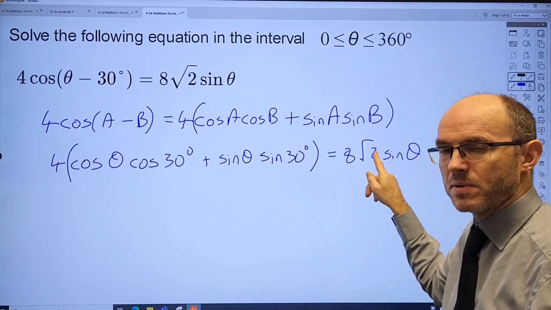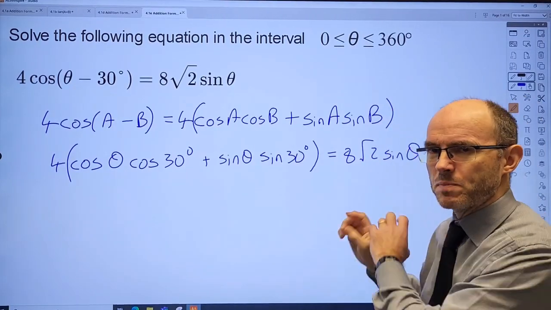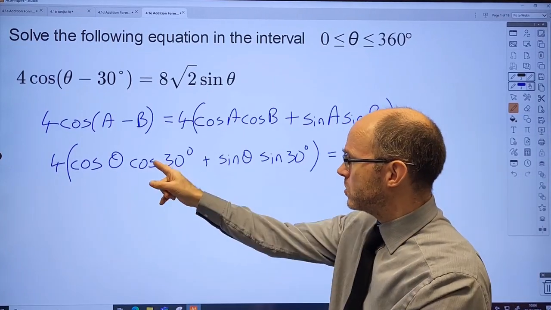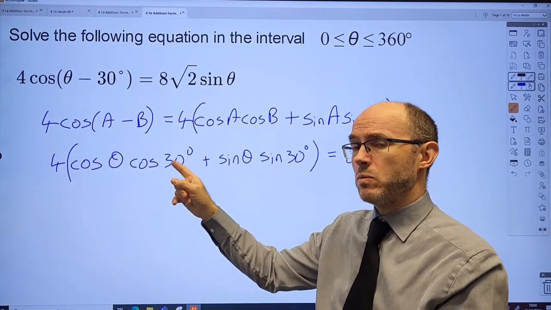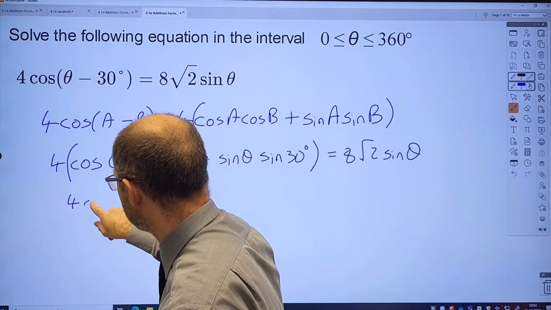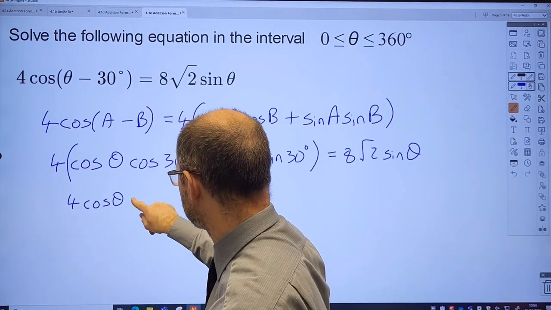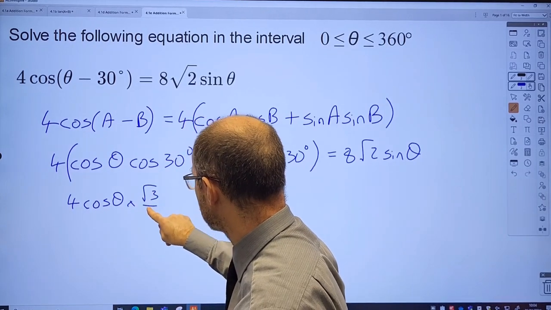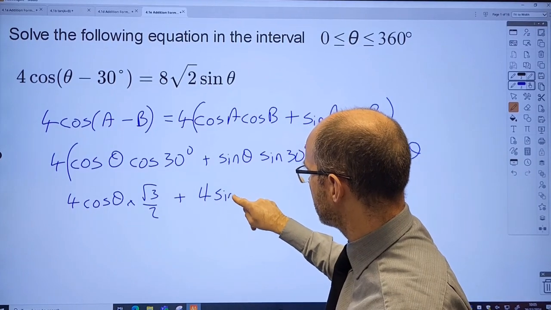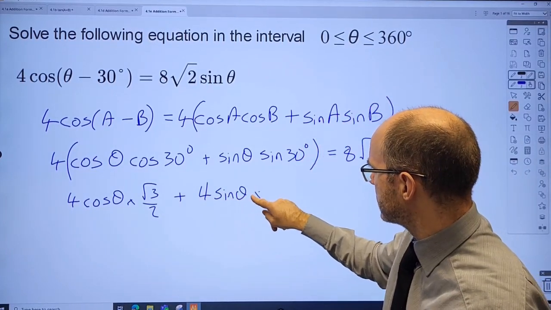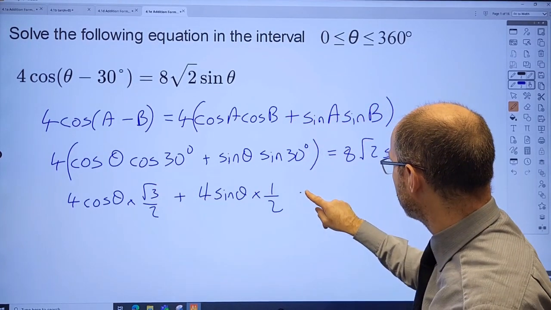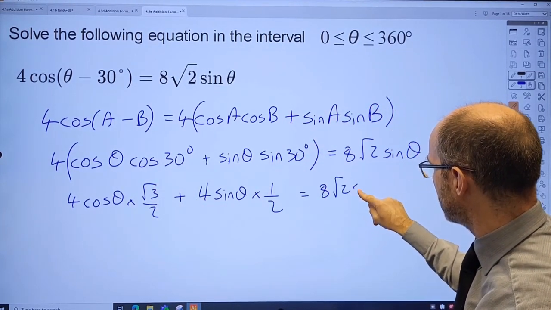We're not going to do anything with this yet because it's already in its simplest form. We're just going to see how that will come into play a little bit later on. My advice is whenever you get in an equation the cosine of an exact angle, work out what it is. Right? So cosine 30 degrees, that's going to be root 3 over 2. And then don't forget the 4 here, 4 sine theta. Sorry, sine 30 degrees, it's 1/2. You can work that out in the calculator if you wish. And again, equals 8 root 2 sine theta.